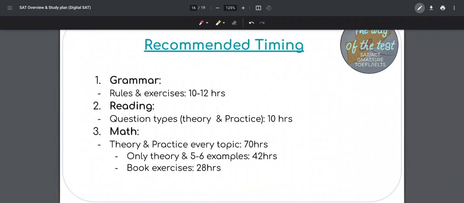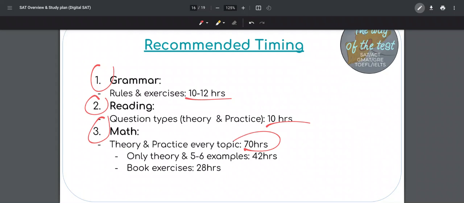for the SAT. Now, the grammar should take between 10 to 12 hours in total, for just learning the rules and the exercises. Reading takes between 10 and 12 hours too, but in 10 hours you'll be fine for theory and practice. Math is the longest, hardest part of studying for the SAT. In total, both the theory and practice are going to take you around 70 hours.